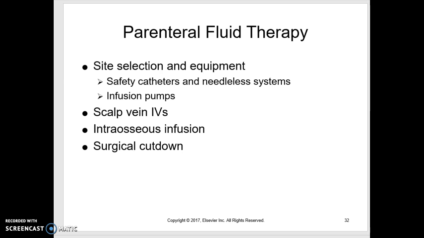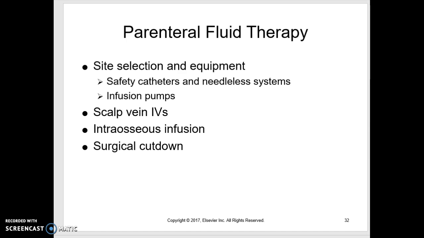And IV fluids, we use the same sites as adults, plus we use the lower extremities, and we can use the head on a neonate. We can also do interosseous, so if we can't get an IV anywhere else, they can puncture right into the marrow of the bone. You can give a lot of fluid very fast into that. It's kind of an emergency site. You'll probably only see it in the ICUs.